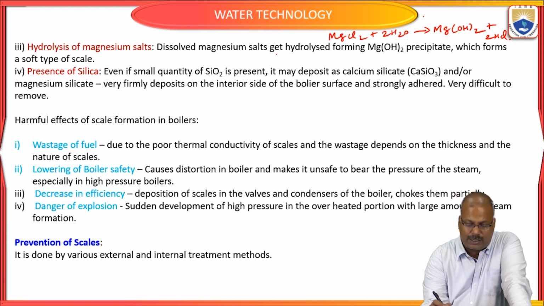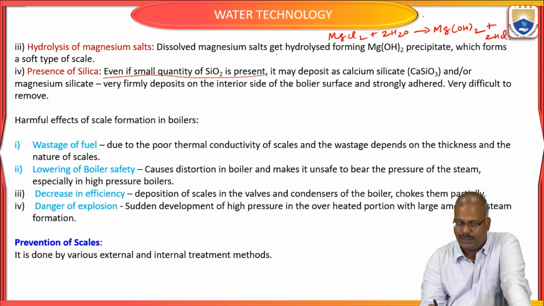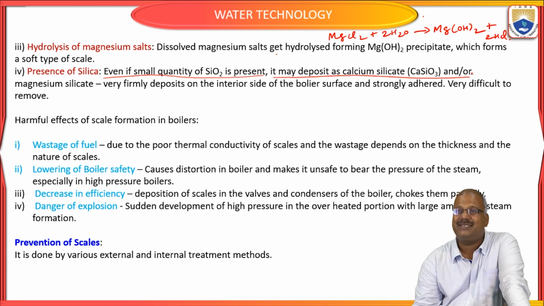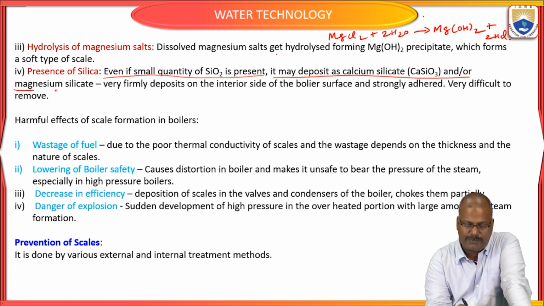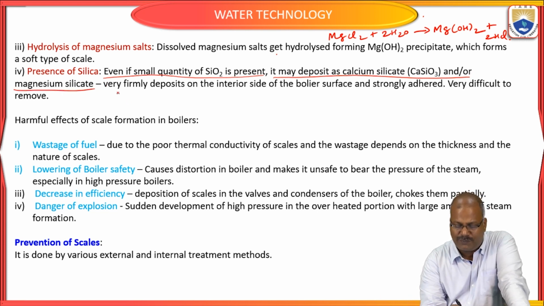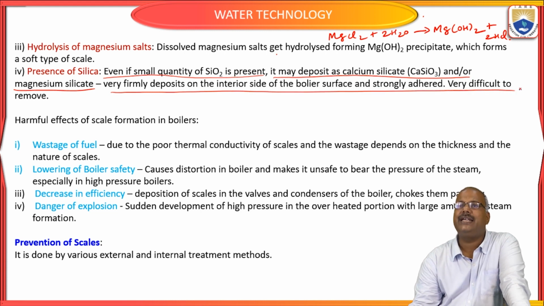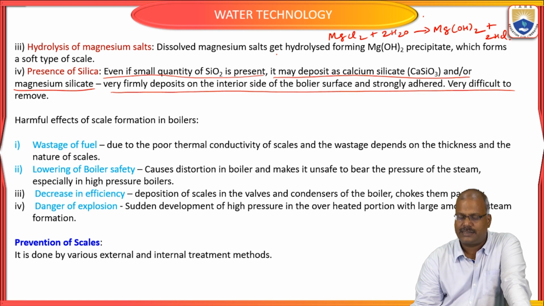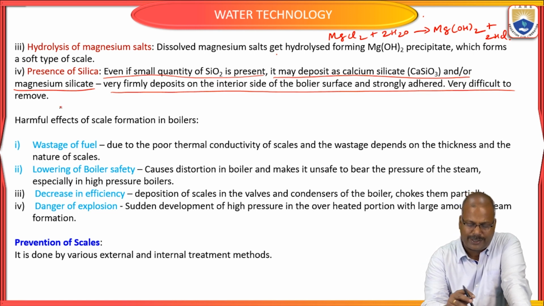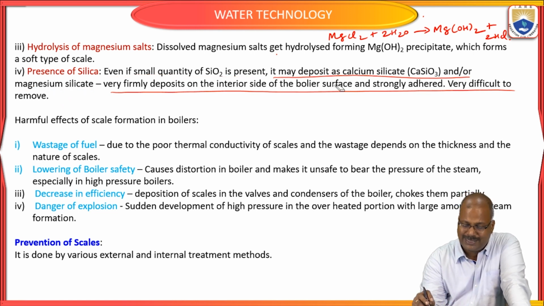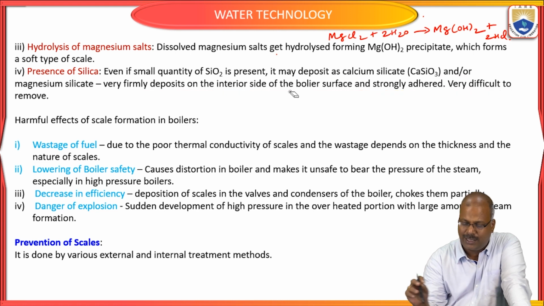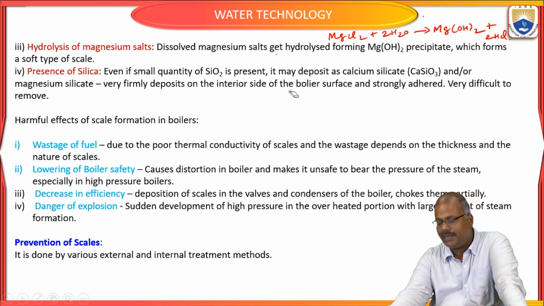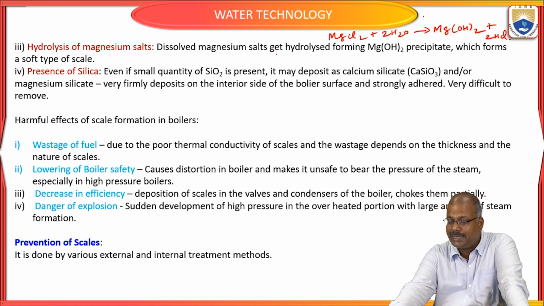Presence of silica. Even if a small quantity of silica is present, it may deposit as calcium silicate and/or magnesium silicate. It very firmly deposits on the interior side of the boiler surface as strongly adherent scales, very difficult to remove again. Presence of silica will create calcium silicate scales.